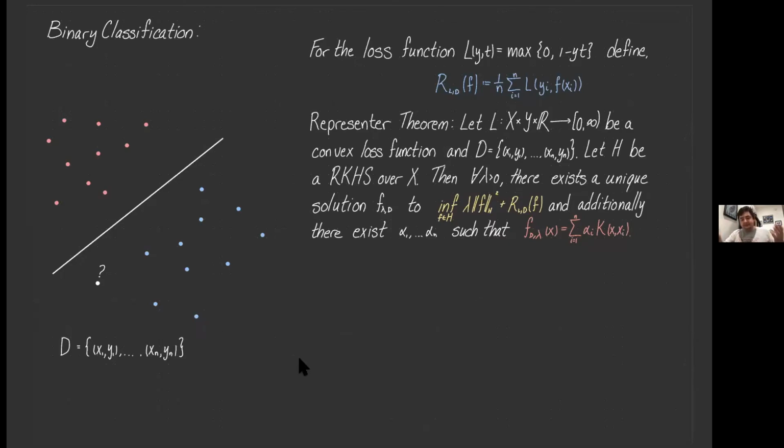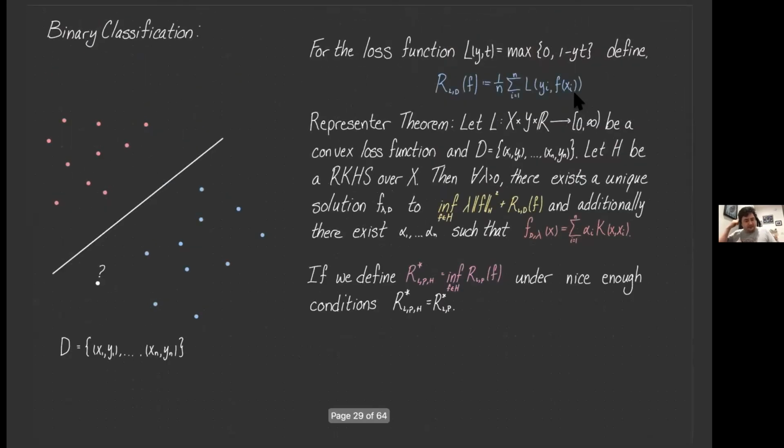And so again, we have to justify that this solution gets close to the overall minimal risk. If we define the risk over just our Hilbert space, it can be shown under nice enough conditions, this is actually the minimal Bayes risk, is what they call it. So the risk over the Hilbert space is going to be equal to the actual minimal risk that you have.